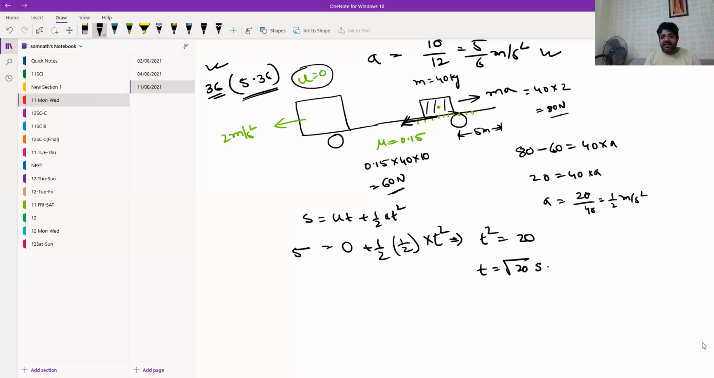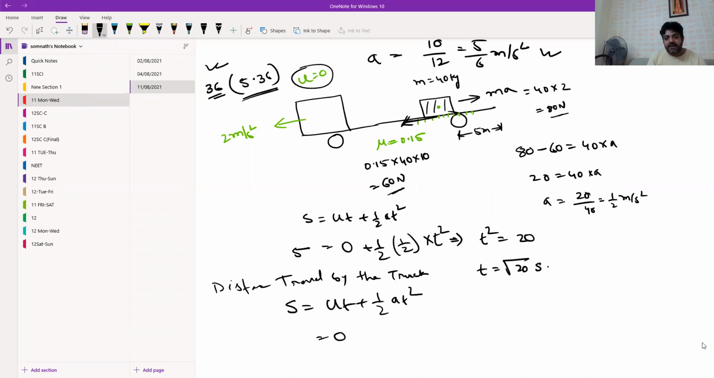Now as t is root under 20 seconds, during that time how much distance is traveled by the truck? Look, the question doesn't ask about the block, the block travels 5 meter in that time. We know the block will travel 5 meter. The question is, when the block falls down, how much distance is traveled by the truck? So you can write s = ut + half at square. Initial velocity 0, distance traveled by the truck, so what will it be? Half into 2 into root under 20 whole square. That is 20 meter. Yes or no?